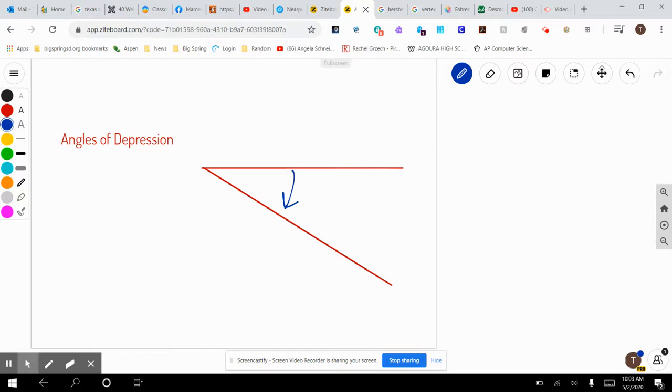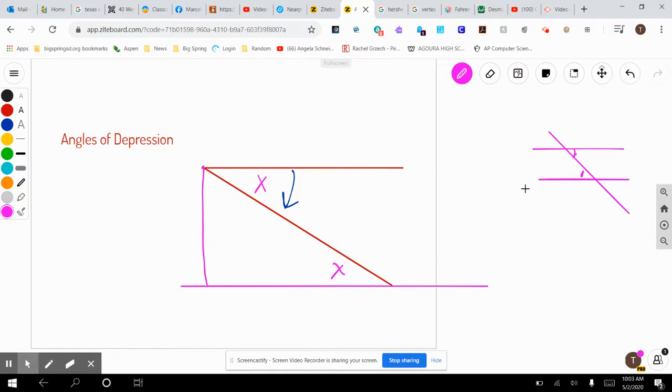Now, a little tip. If we think about this purple line as being the ground, okay, remember in parallel lines and transversals, we had alternate interior angles, which means this angle right here and this angle have to be the same. So whatever this angle is, let's just call it X for now, this angle would also be X. So look how that's in the bottom corner of our triangle still.